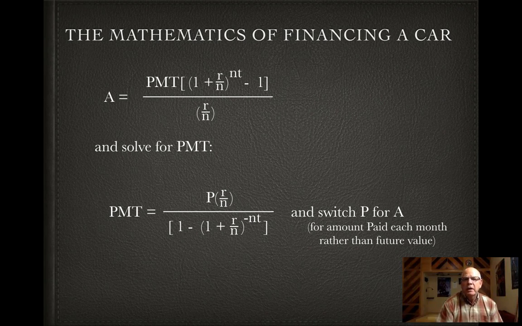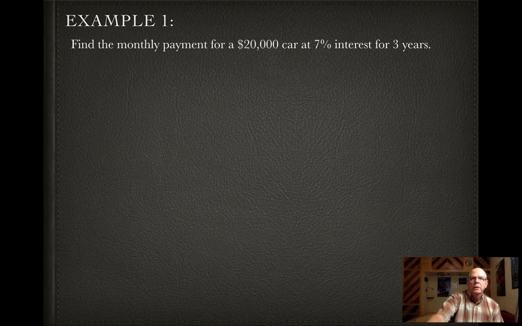And so we're going to look at an example of this, but that's our formula that we're going to be doing the mathematics on in this particular section. Okay, so let's look at an example. So this, I believe, is an example out of your book. Find the monthly payment for a $20,000 car at 7% interest for 3 years.